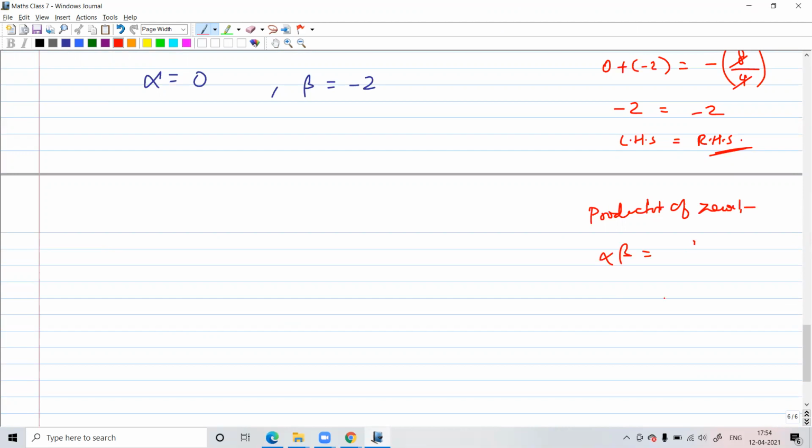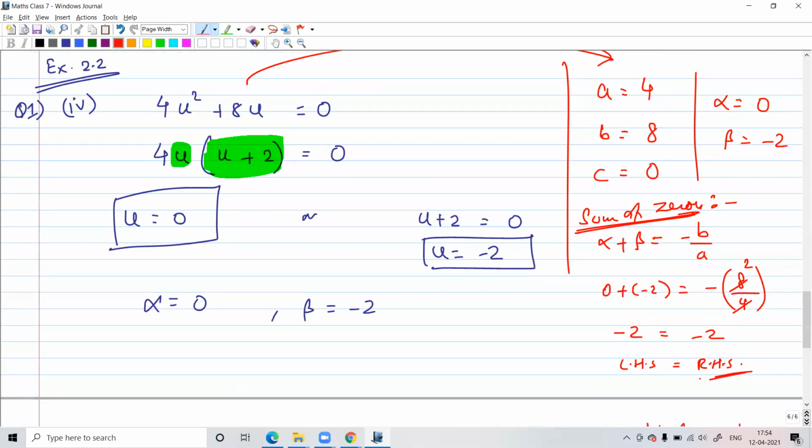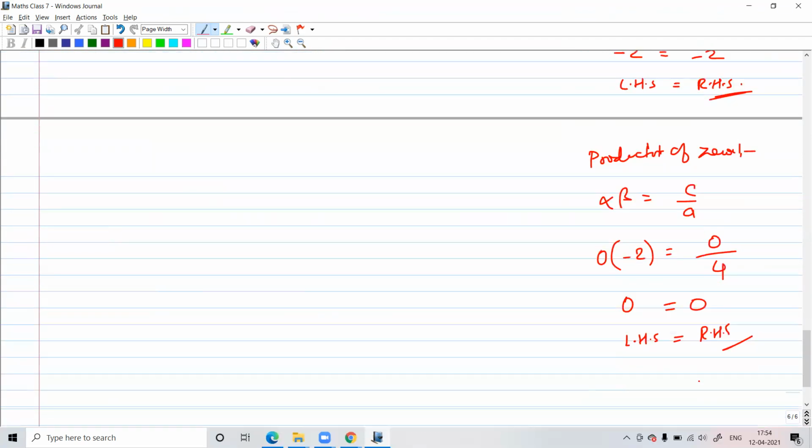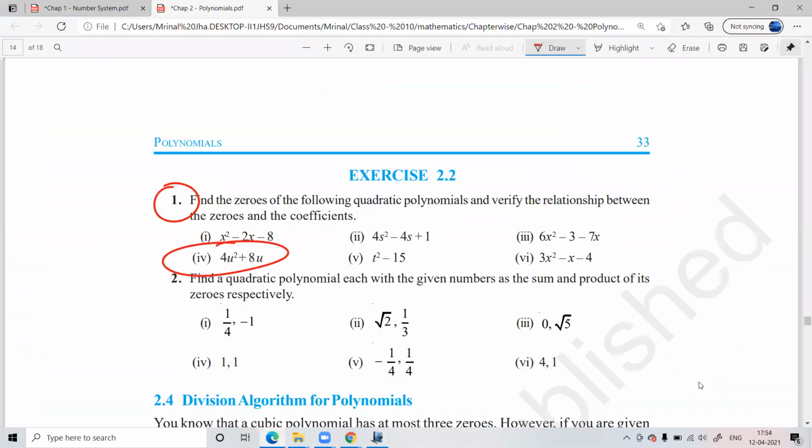Alpha into beta should be equal to C by A. Alpha was 0, beta was minus 2, and C we know was 0 and A was 4, right? So 0 is equal to 0. This is also verified. Everyone is clear with this? Yes, sir. Okay. Next question.